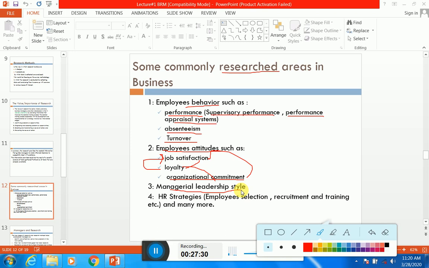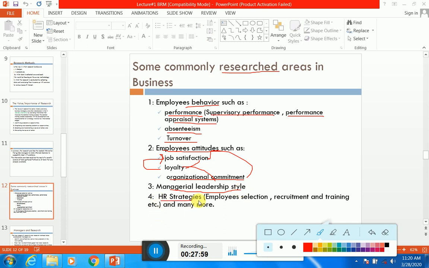Like sometimes the participative style is more appropriate, sometimes the autocratic style is more appropriate, and sometimes the coordinative style or free rein style is more appropriate. So here in this situation the managers have to identify which style is more appropriate. Again, the need of a research.